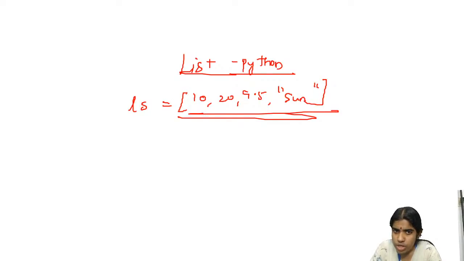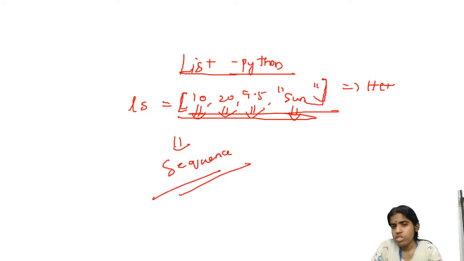This is the syntax for creating a list. It is enclosed within square brackets. It contains a collection of different types of elements, say some integer numbers, floating point numbers, and a string value. A list is a collection of heterogeneous types of data elements, so technically you can call it a sequence. Each element in the list is separated by a comma and they are enclosed within square brackets.